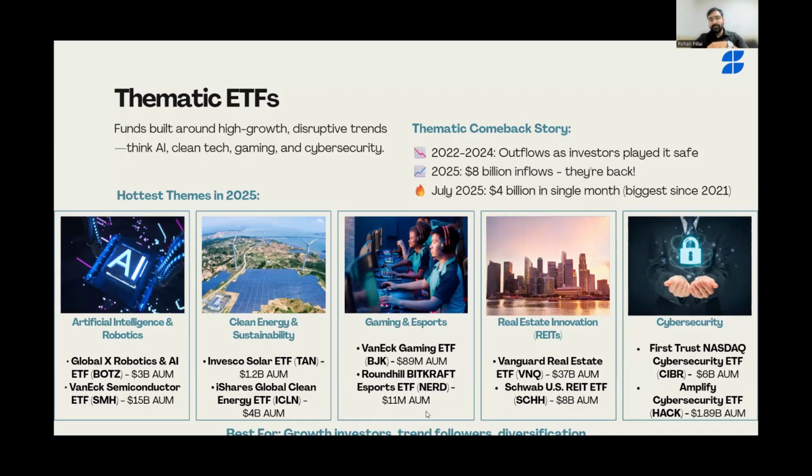Fast forward to 2025, we are seeing 8 billion in inflows into thematic ETFs. And as of July 2025, we have seen a record $4 billion of inflow in thematic ETFs. It's the biggest since 2021. Some of the hottest themes this year are artificial intelligence, robotics, clean energy, gaming and esports, REITs, a very popular one for passive income, and cybersecurity. If you want to diversify with companies like Palantir and so forth, you have an ETF themed around cybersecurity.